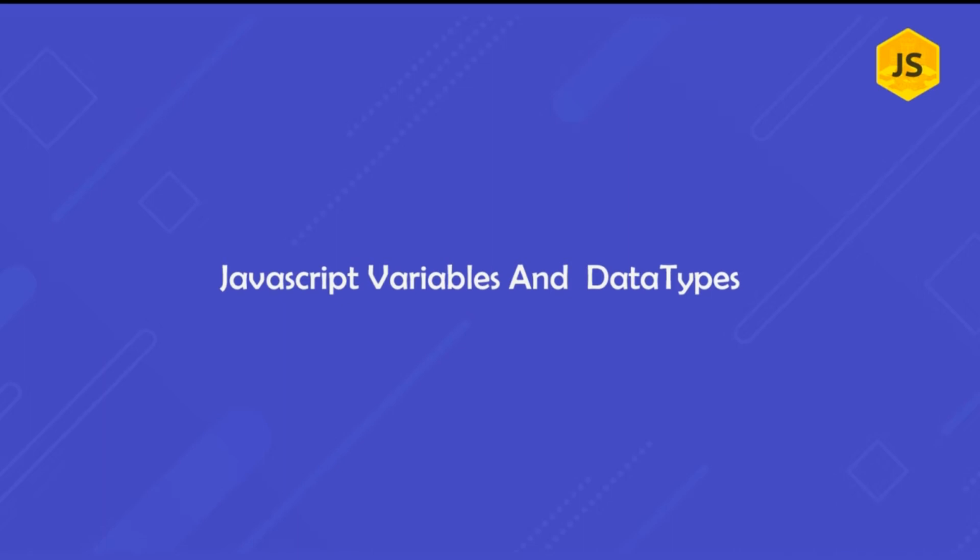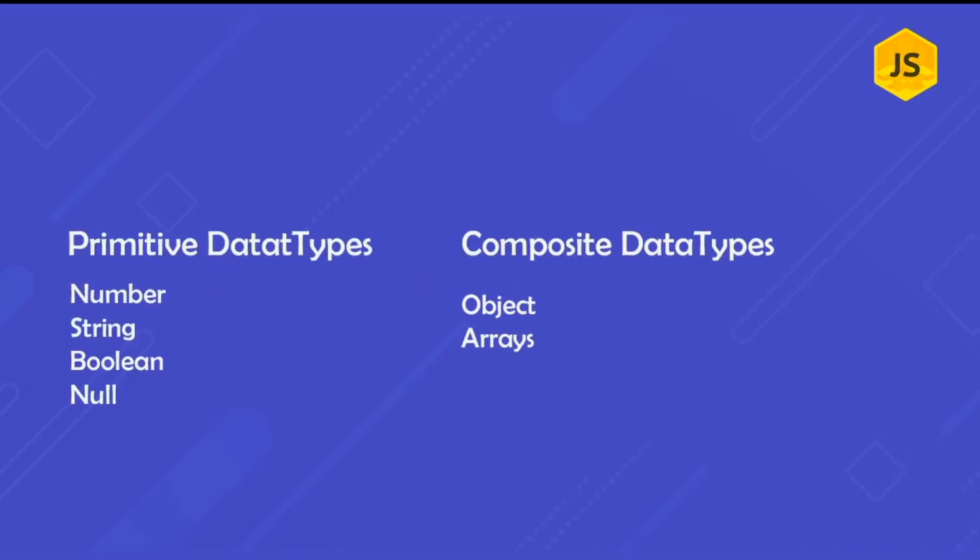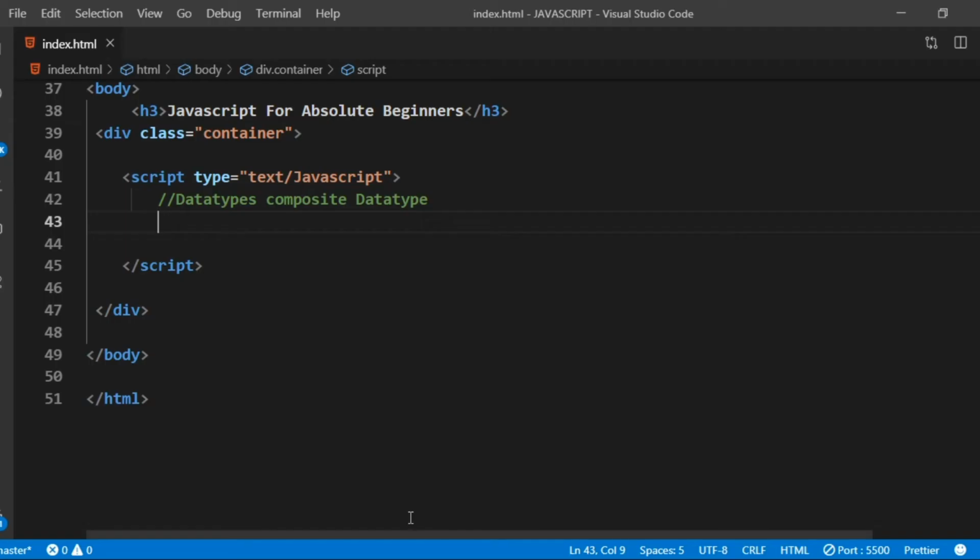Next we'll be seeing JavaScript primitive and composite data types. In the previous video, I've already told you about data types and variables. Now I'll be listing out the categories. In JavaScript, there are two kinds of data types: primitive data types and composite data types. Primitive data types consist of these keywords: number, string, boolean, null. So let's see them in action.